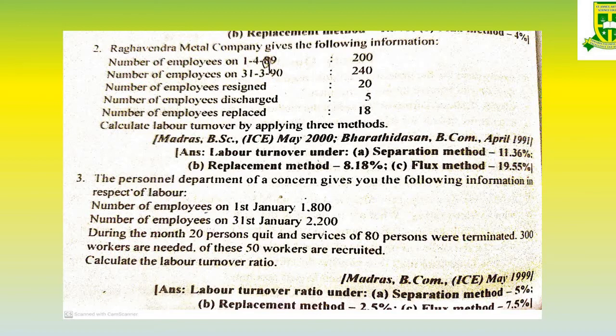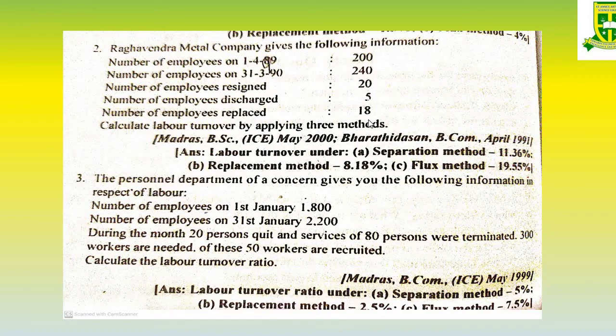You have to find out what the details are. So, the first question, Raghavendra Metal Company. Given the information: number of employees at the beginning, number of employees at the end. Based on these two, you can find out the average number of employees. Number of employees resigned on their own, number of employees discharged by the company. Both of these we have to use for the separation method. And the number of employees replaced is 19.